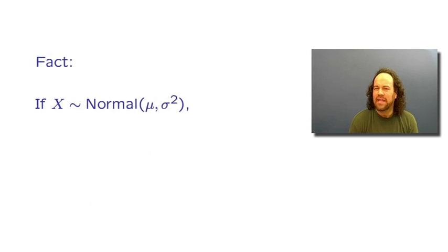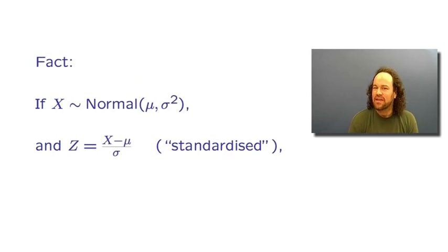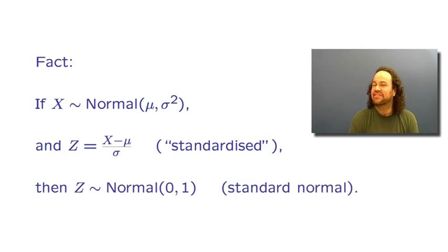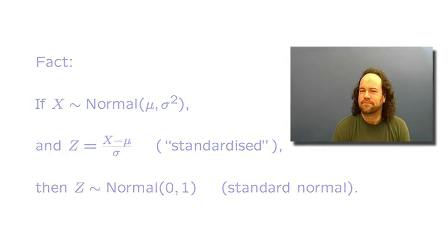One nice fact is if we have a random quantity, say x, which has the probability distribution given by a normal mu sigma squared for some mu and sigma, then we can standardize it by subtracting off the mean and dividing by sigma, and that gives us a new quantity z, and we can see that z will then have the standard normal distribution, also called normal 0, 1. So there's relations between all these different kinds of continuous distributions.